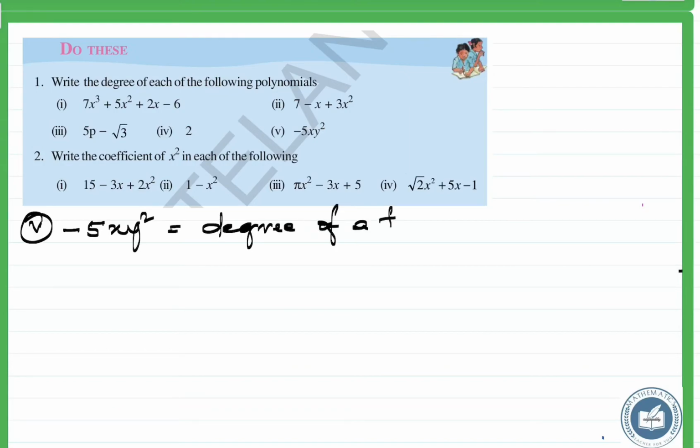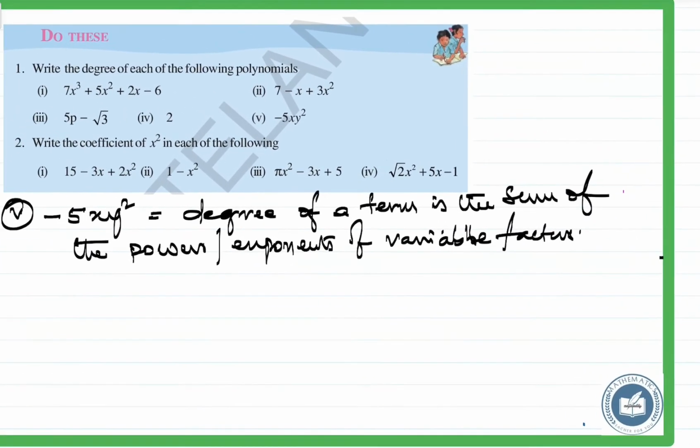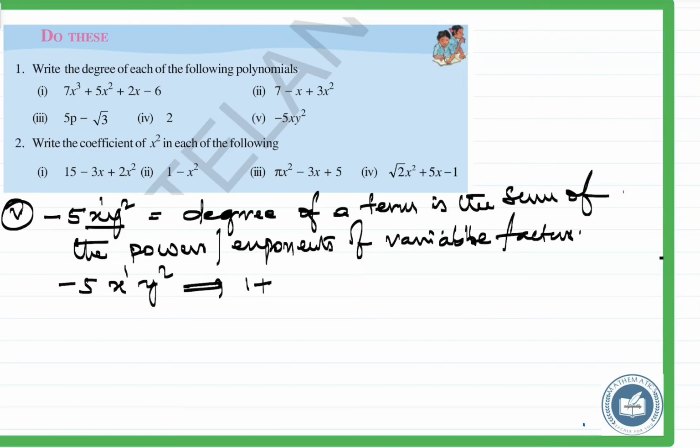the degree of a term is the sum of the powers or exponents of the variable factors present in that term. Here there are two variables, x and y. Here you see minus 5 x to the power of 1 and y to the power of 2. We have to add the powers of the variables, 1 plus 2 is equal to 3. So the degree of this polynomial is 3.